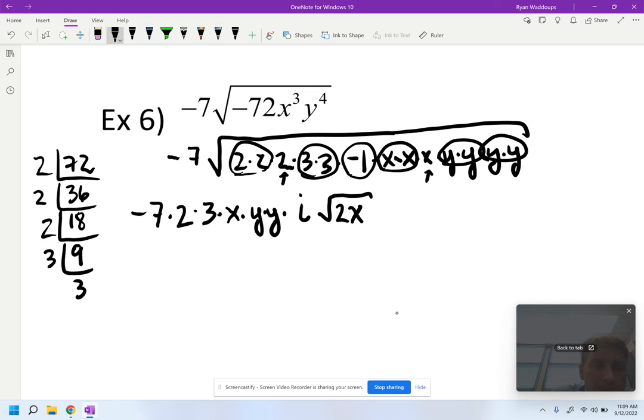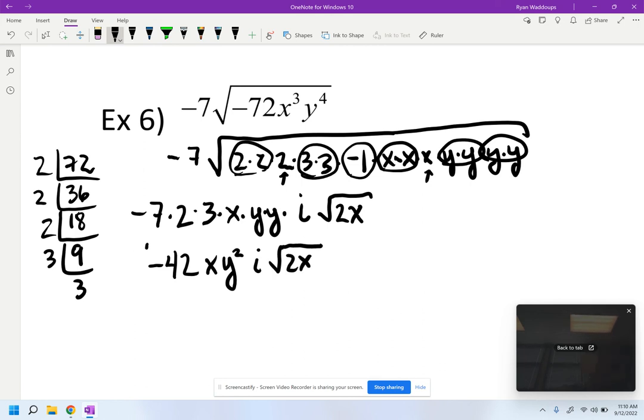And then I multiply it all together. -7 times 2 times 3. 2 times 3 is 6, times 7 would be -42. x, y squared, i times the square root of 2x. And that's what this looks like.